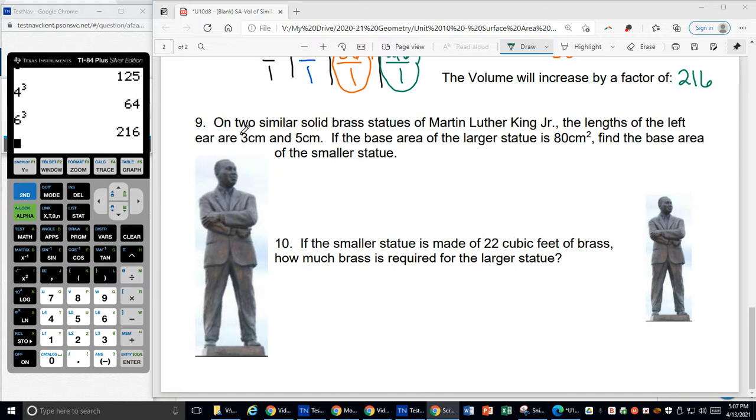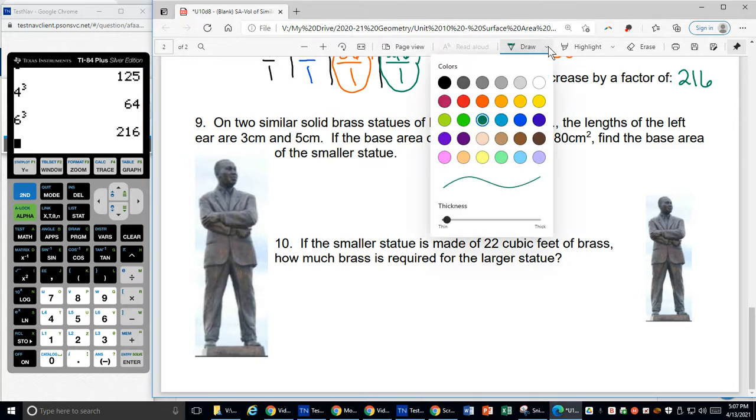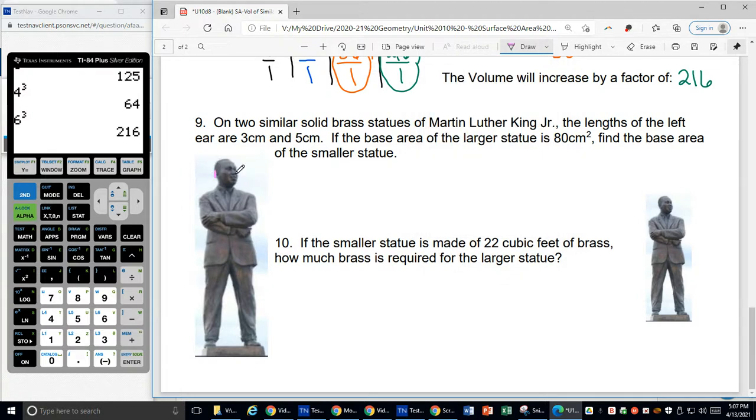Okay, so when I look at this, the first thing I see is we have two similar brass statues of Martin Luther King Jr. and the lengths of the left ear. When I look at my figure, one of them is 3 centimeters and one of them is 5 centimeters. So one ear is 3 centimeters, one is 5 centimeters. I'm going to put the 5 centimeters on the big Martin Luther King Jr., and the 3 centimeters on the small one, just so it looks appropriate to me.